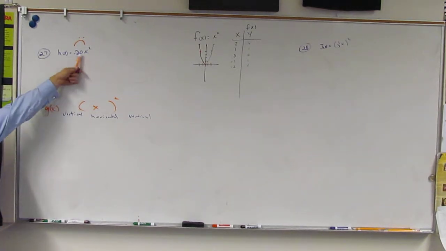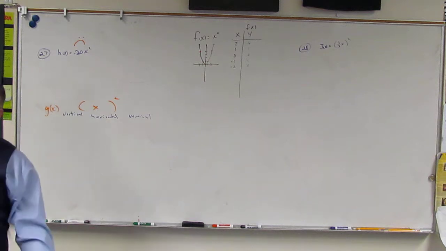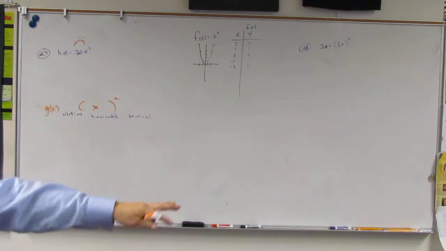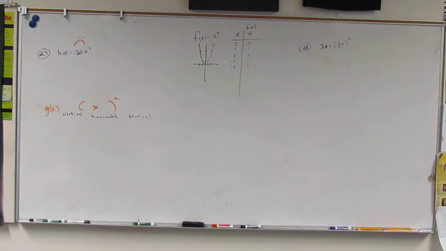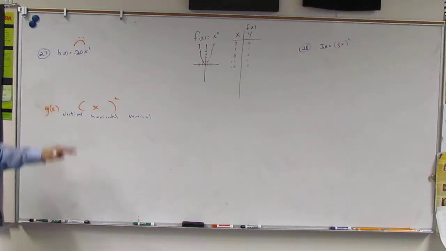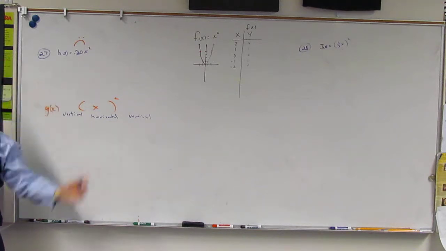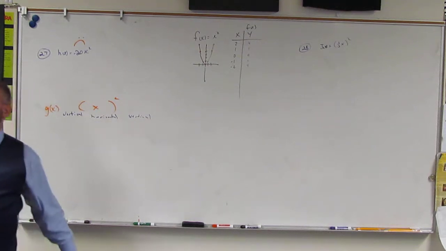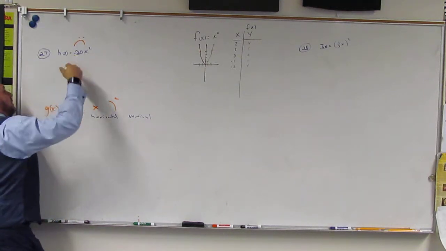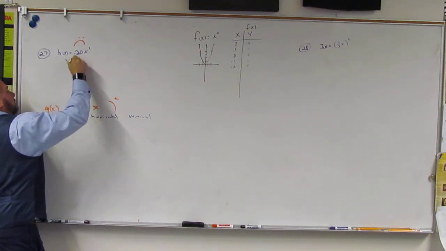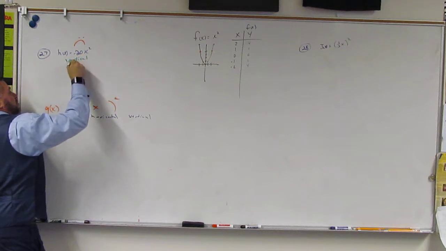When we're talking about multiplying, are we talking about stretching, compression, or are we talking about shifting? When we're talking about multiplying, stretch, good. When we're talking about multiplying by 20, we're talking about a stretch, right? Because why? Because it's bigger than 1. Good. It's bigger than 1. So this is a vertical stretch.